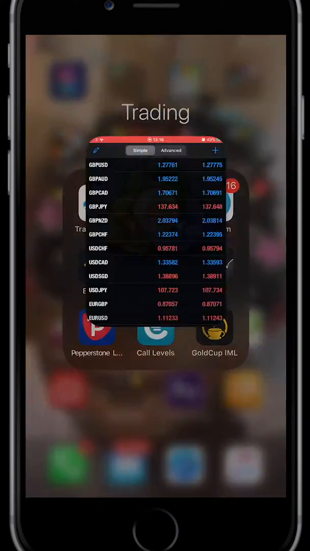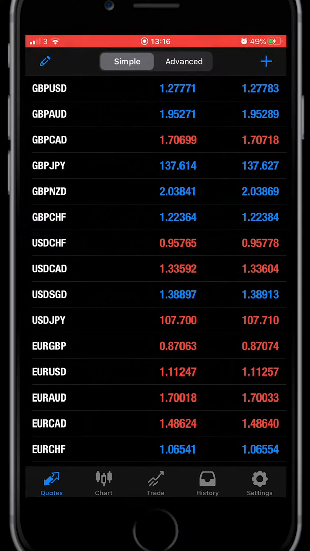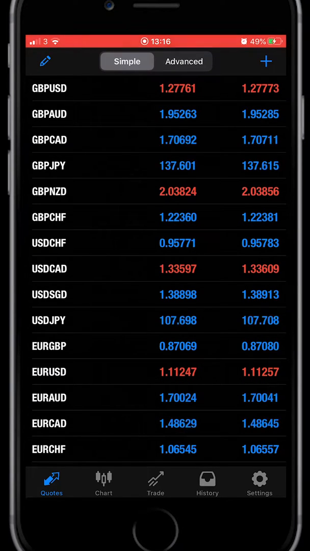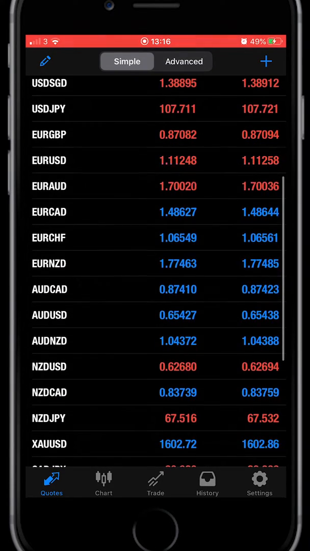This is a very simple guide on how to use MT4 on an iPhone. You'll first of all see your currency pairs under the quotes option. You'll be able to select from a number of different currency pairs, and if you didn't see the pair that you'd like to trade, you can press the plus in the top right corner to add it to your list.